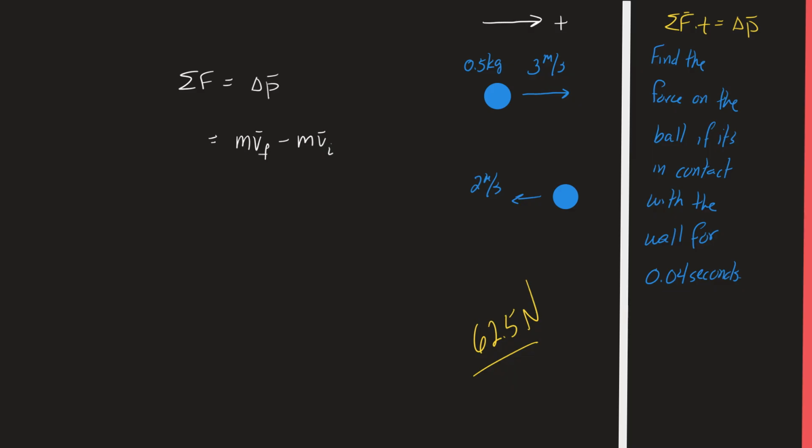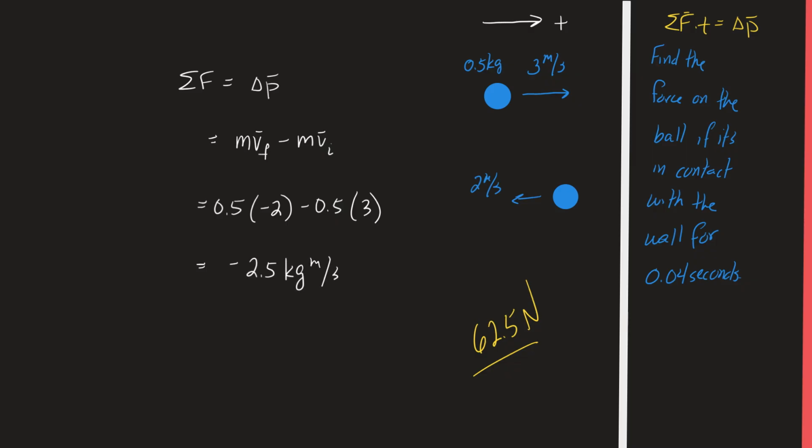You had to bring mv to the table here. I'm not asking very much, though. So that's going to be 0.5 times, well, the final momentum is 2, but it's in a negative direction, minus 0.5 times 3. That's it. It's going to be negative 2.5 kilogram meters per second.